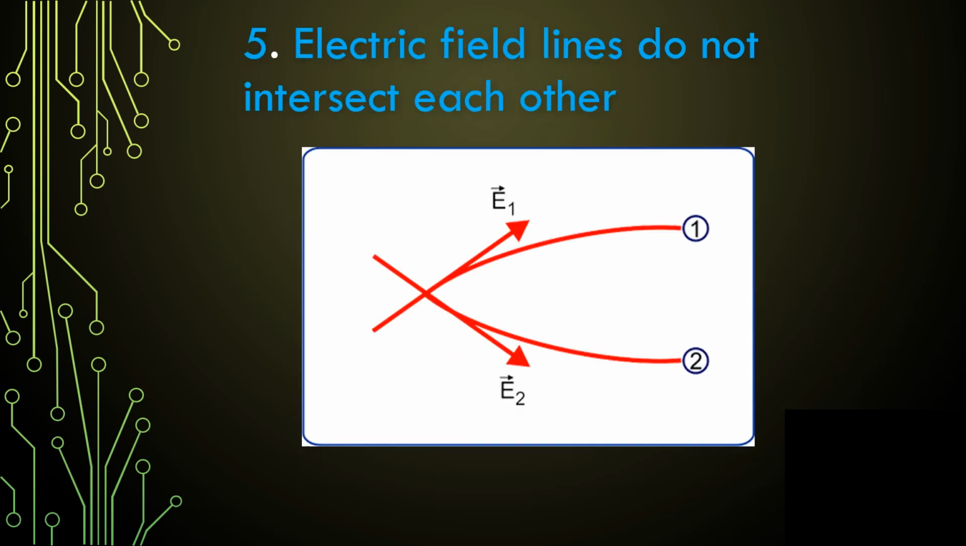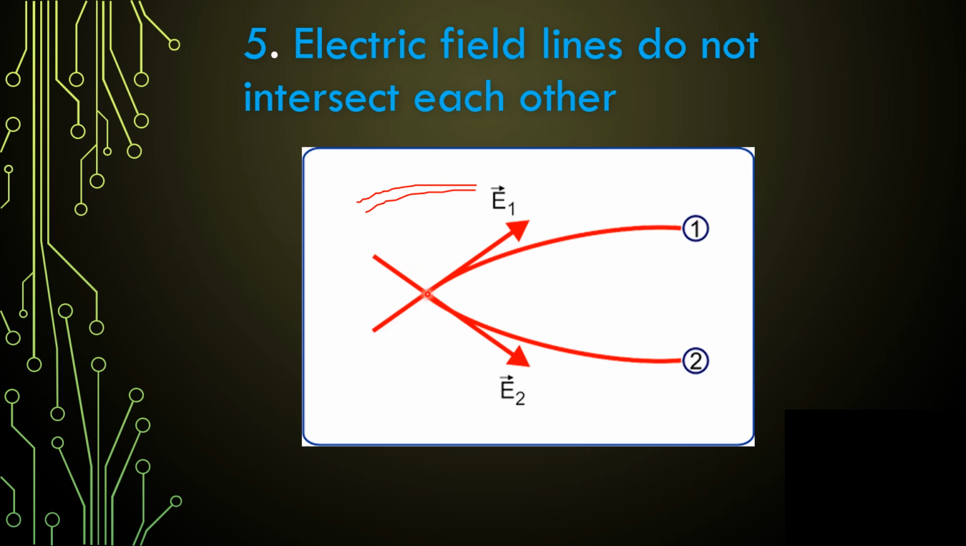Now, the next point is electric field lines do not intersect each other. Whatever may be the number of field lines, the field lines are always like this. Even if they are very close to each other, field lines do not intersect. Suppose two field lines cross each other, so here you can observe that field lines 1 and 2 cross each other.